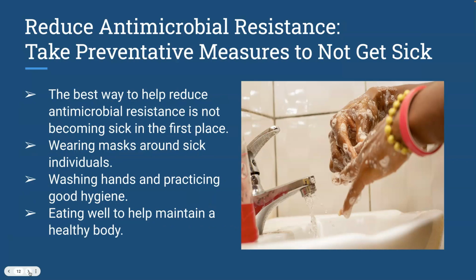And the next one is to take preventative measures to not get sick. So obviously, the best way to prevent antimicrobial resistance is not getting sick in the first place. Practicing habits like wearing a mask around people who are sick is a great way to help prevent the spread of disease. And doing things like washing your hands and practicing good hygiene can help prevent illness. Also, eating healthy is super important as well because certain vitamins and minerals can help strengthen the immune system.